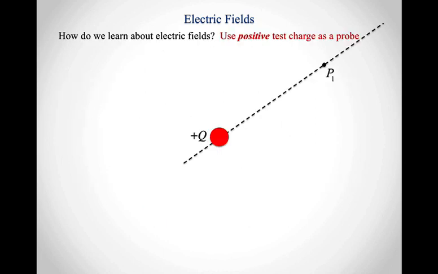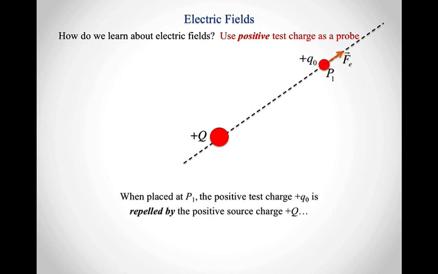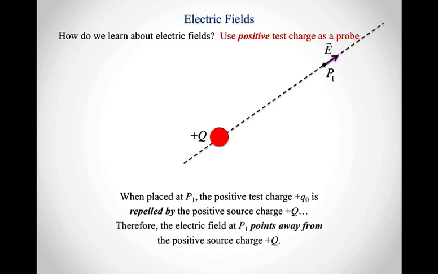So let's go back to our situation with big Q. And in this case, let's be explicit that big Q is positive. So when I put my test charge out there, and again, I'm using a positive test charge as a probe, what I see is that there's an electric force exerted on my test charge where it's being repelled from my source charge, big Q. That tells me that they have to have the same sign. And since I know that I'm using a positive test charge, that means that big Q also has to be positive. If the electric force exerted on my test charge Q naught sitting at my point P1 points away from my source charge big Q, then that means the electric field must also point away.